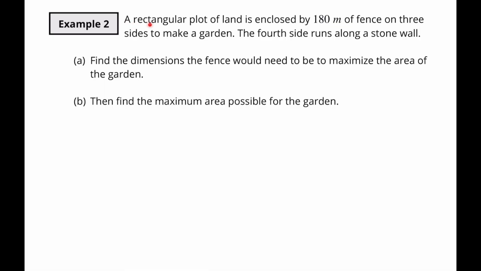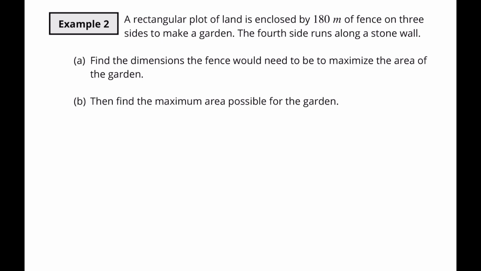In example 2, we've got a rectangular plot of land that's enclosed by 180 meters of fence on 3 sides to make a garden. The 4th side runs along a stone wall. So we want to find the dimensions of the fence that we want to use, using that stone wall as one of our sides, and then find the maximum area possible for that garden.